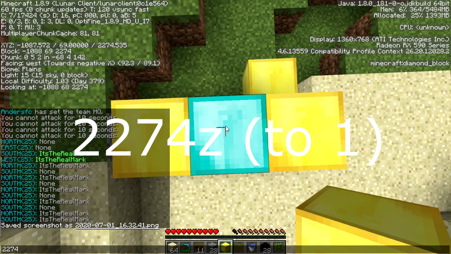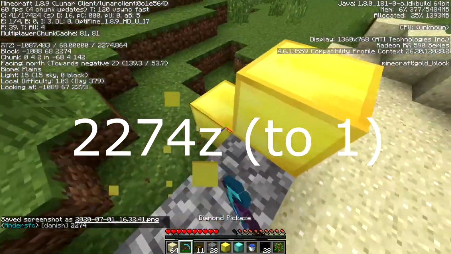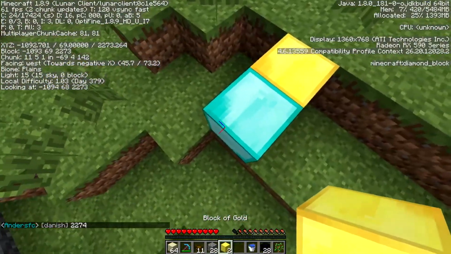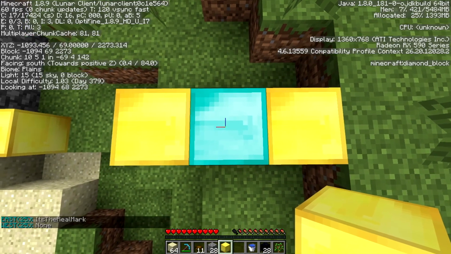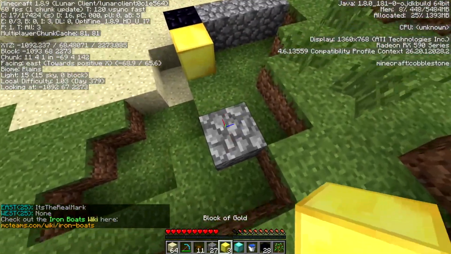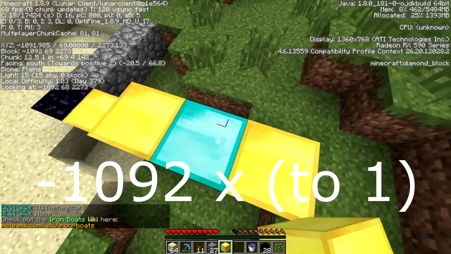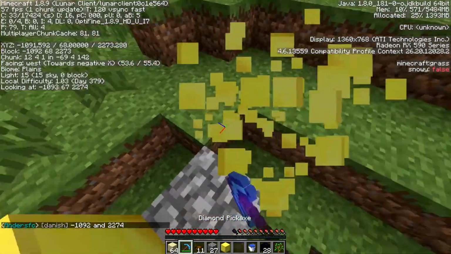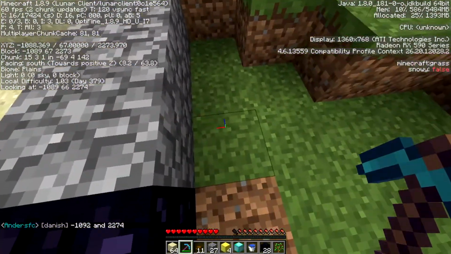which is 2274. And now we just gotta get the X, and he was somewhere in this area, so I'm just going to go and see if I can track it. Now he's east, which means he's back here, which means we're pretty close. We are pretty close indeed. Yep, I got his exact X. I'll screenshot that as well. So neg 1092, actually bracketed, and 2274 is what I noted down. So now we have his exact coordinates.